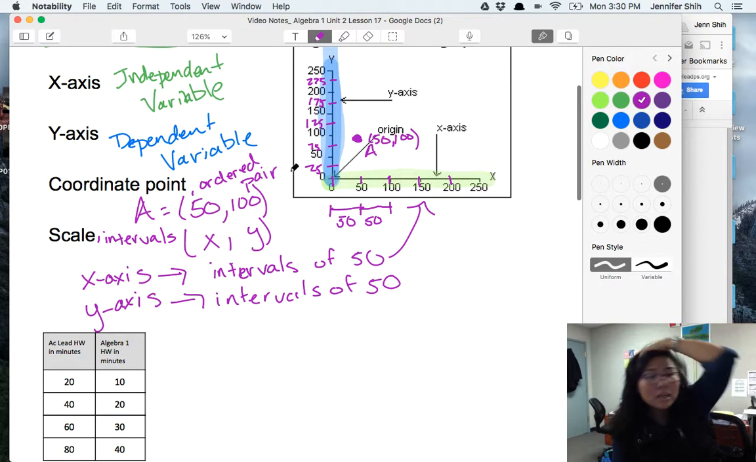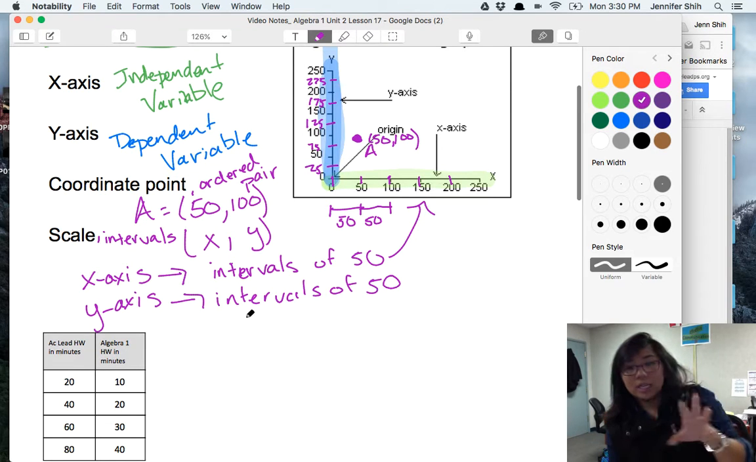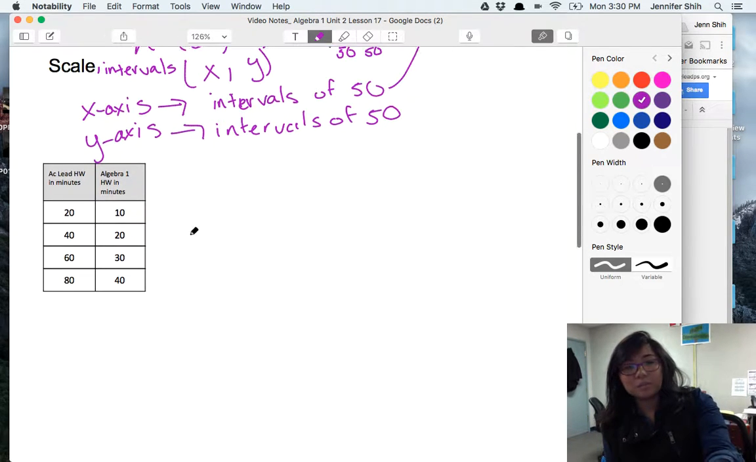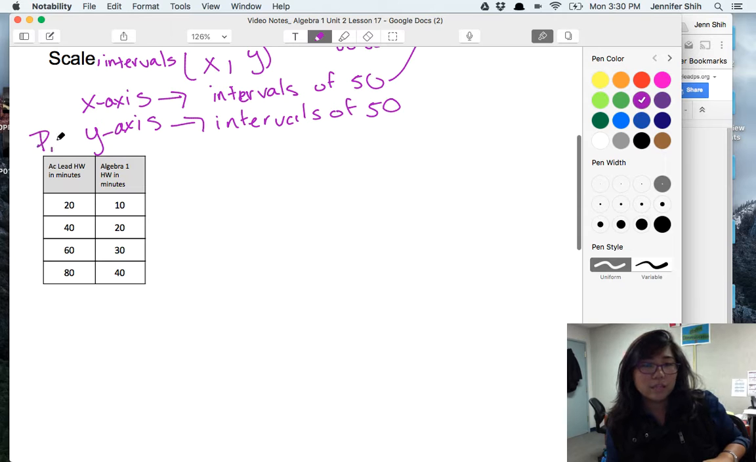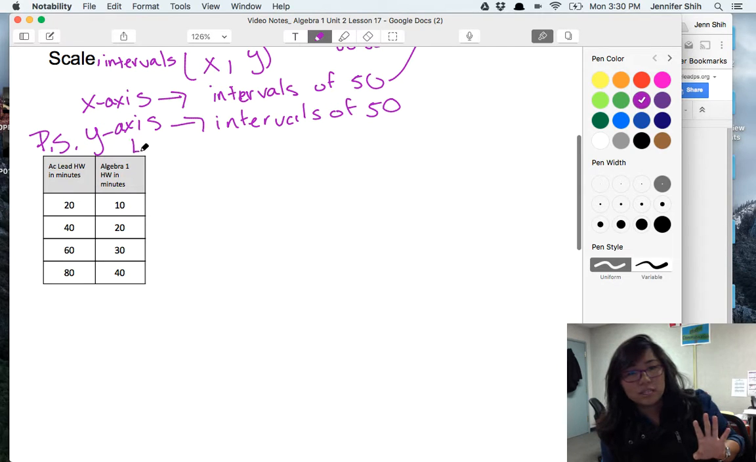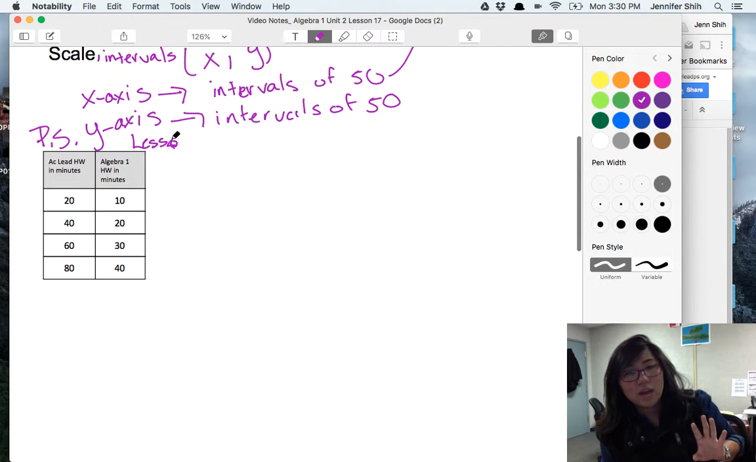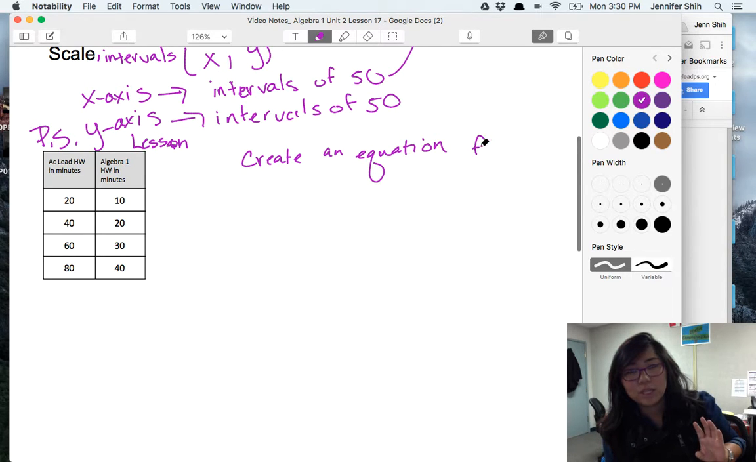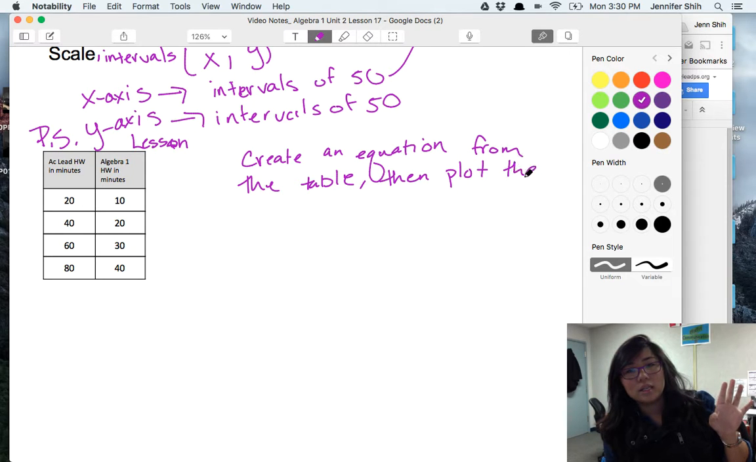Let's try it out, where we are going to take an example from the problem set from class. This is from lesson 16, and I forget which number this was. Your instructions are to create an equation from the table. Then we're going to plot the ordered pairs.